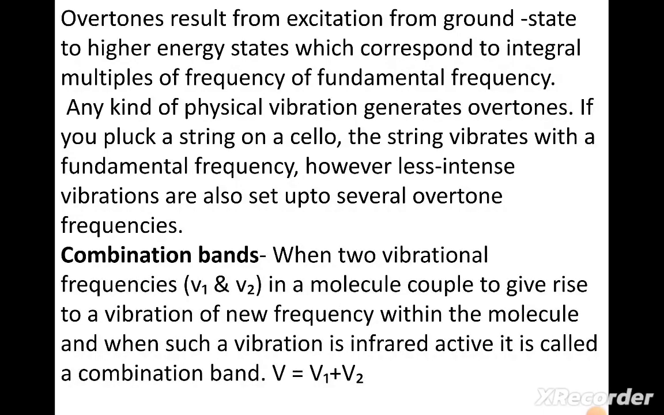Now, combination bands. When two vibrational frequencies, mu1 and mu2, in a molecule couple to give rise to a vibration of new frequency within the molecule, and when such a vibration is infrared active, it is called a combination band. V combination is equal to V1 plus V2. Difference bands. The observed frequency in this case results from the difference between two interacting bonds. Mu difference is equal to mu1 minus mu2.